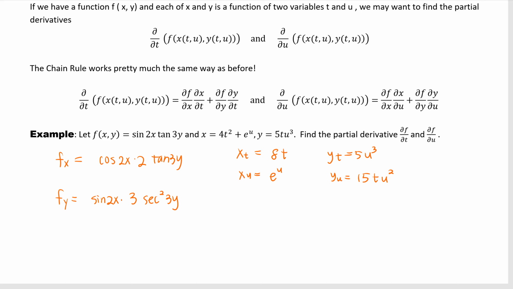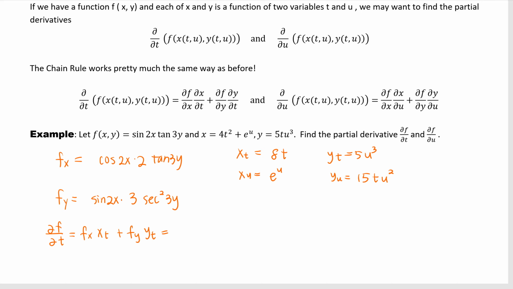Okay, so next, partial f partial t is going to be f_x x_t plus f_y y_t, right? I love to use the shorthand notation, then we can write fewer symbols and save some time. But if you're not familiar with that, just go ahead and change your symbols to partial f, partial x, partial t, etc. And when we plug in, don't forget to replace your x and y.